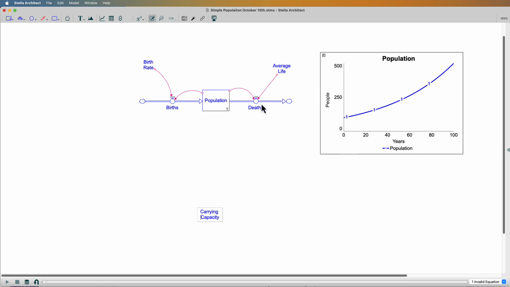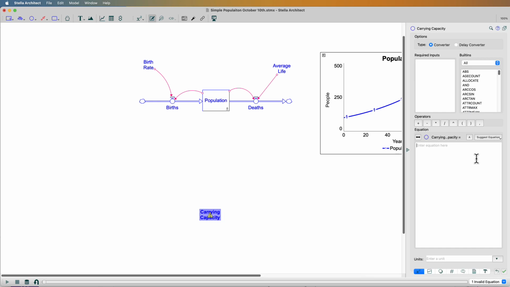Let's assume that we're on some type of island, and there's going to be a limit to how many people the island can support. I'm just eyeballing this, and I'm going to limit it at 450. So I'm going to double click on this, and this is going to be a constant for now. I'll just type in 450, and this is carrying capacity, and for now people are going to be the units.